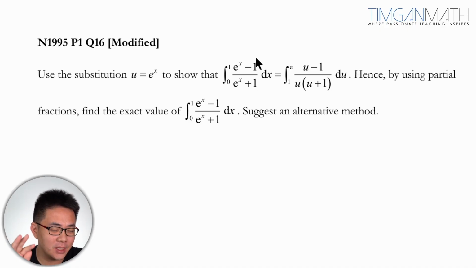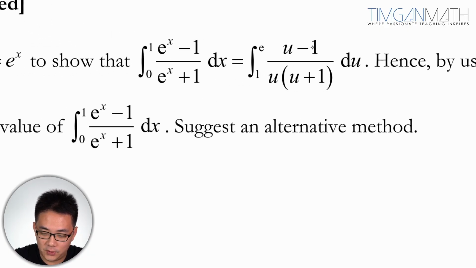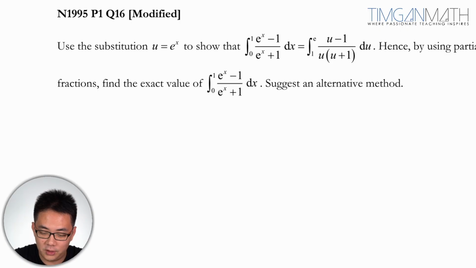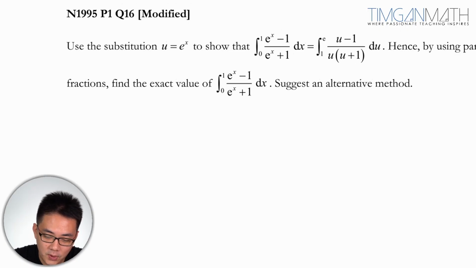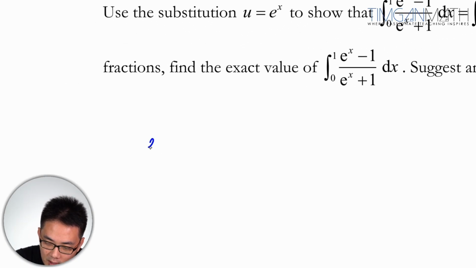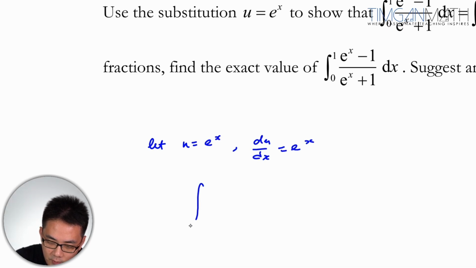I think for the first part, using substitution is okay. We are told to use a substitution to show that this expression here equals this one. So hence, by using partial fraction, find the exact value. So I'm just going to do this quick. So let u equal e^x. Alright, so du/dx will just be e^x, and after which the integral from 0 to 1 of (e^x minus 1)/(e^x plus 1) dx.